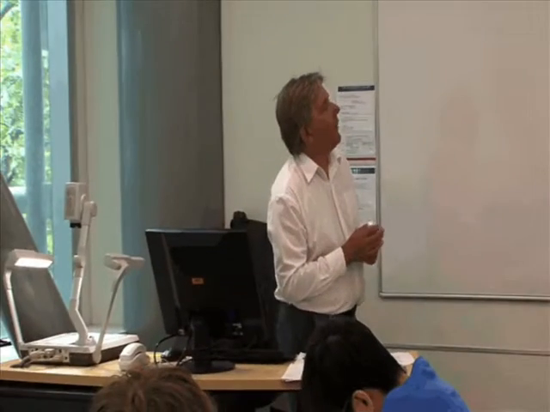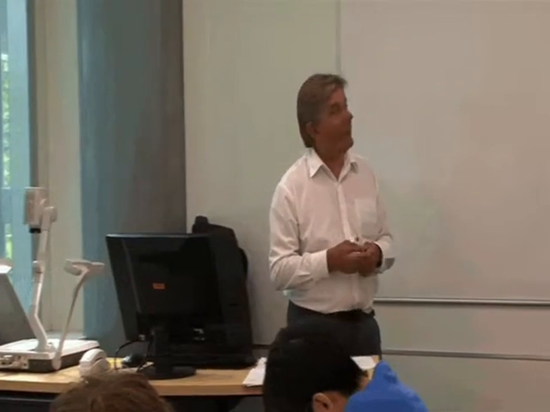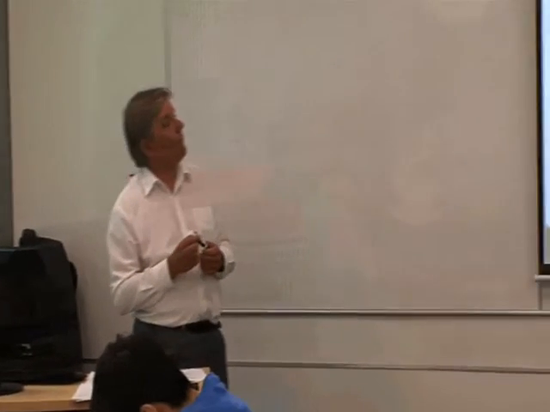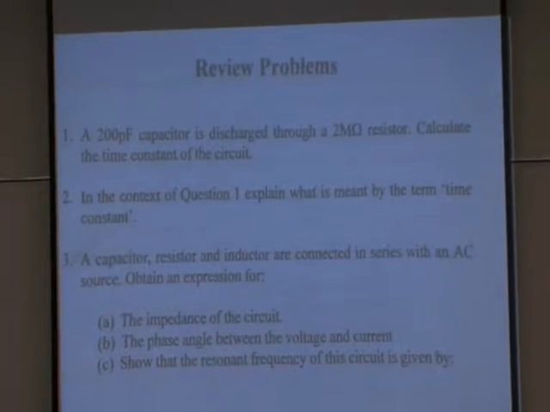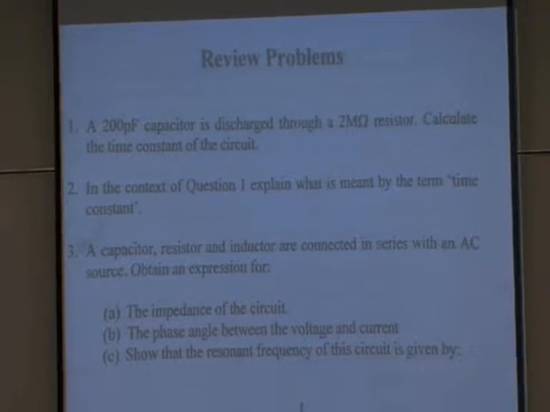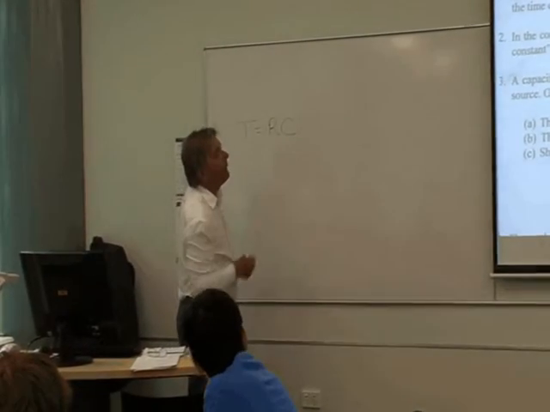So a nice easy one to start with. A 200 picofarad capacitor is discharged through a 2 megohm resistor. Calculate the time constant. What's the formula for time constant? T equals RC. So what do we do?